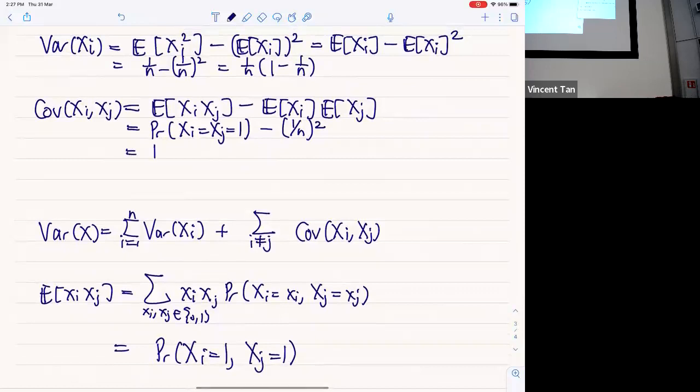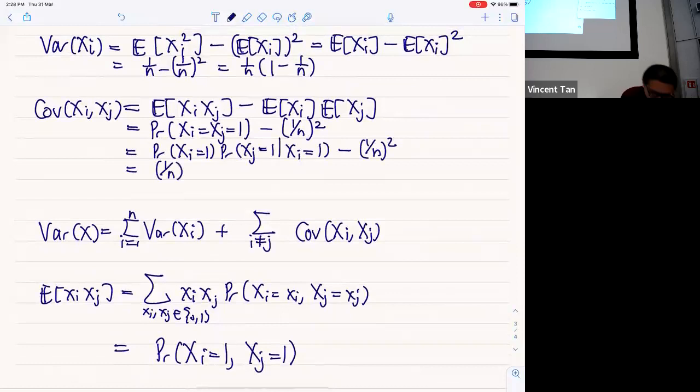So this can be decomposed into the probability of xi equals 1 multiplied by the conditional probability, because as I said, the random variables xi, xj are not independent. This is by Bayes' rule. Again, the probability that xi is equal to 1 is 1 over n.